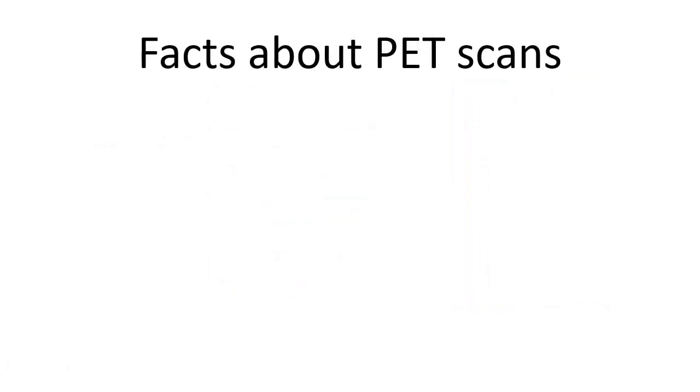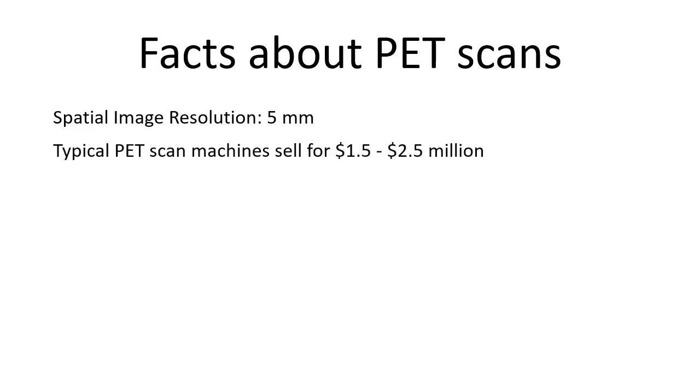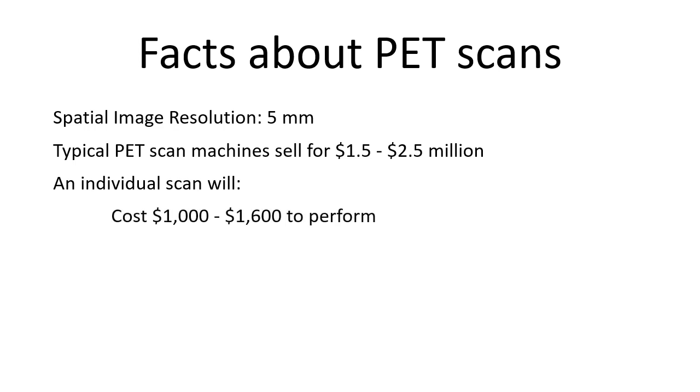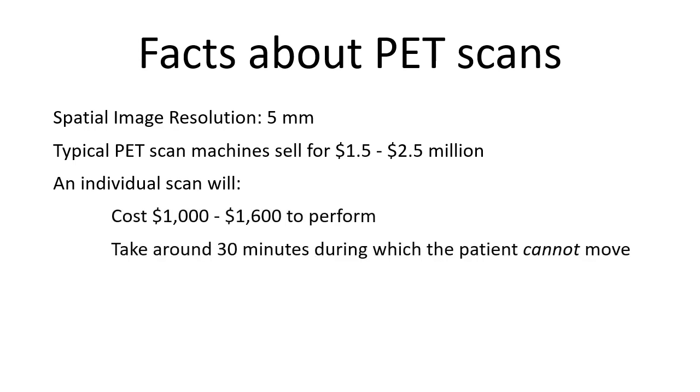Now, some miscellaneous facts about PET scans. Their spatial resolution is limited to around 5 millimeters. A typical PET scan machine will sell for $1.5 to $2.5 million, and an individual scan will cost around $1,000 to $1,600 to perform. Each scan will take around 30 minutes, during which the patient cannot move or risk worsening the PET scan spatial resolution if they're shaking around too much.